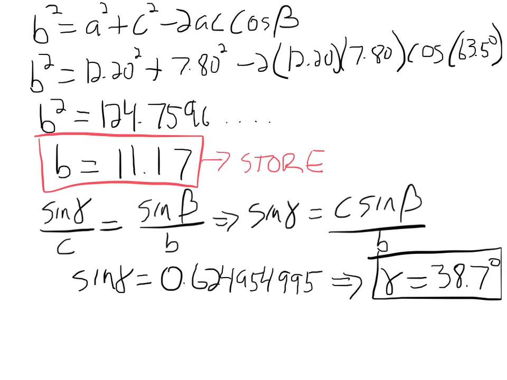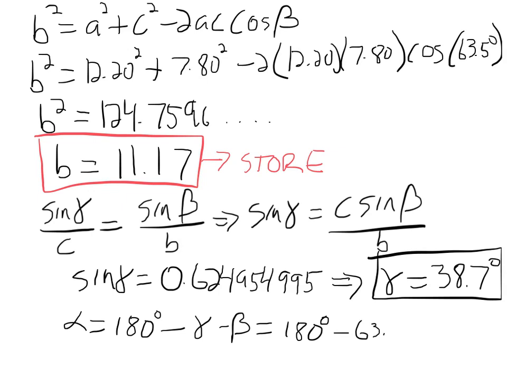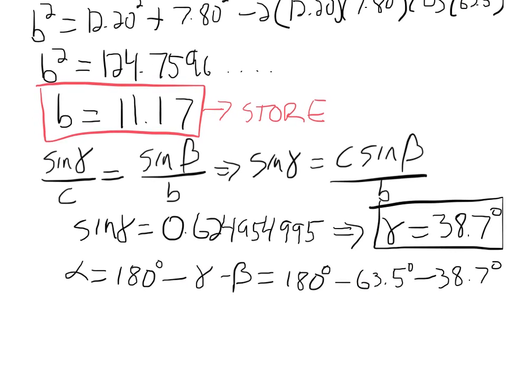So we would have alpha equaling 180 degrees minus gamma minus beta. Those in any order you want. This would be 180 degrees minus 63.5 degrees. Oh, then I did it opposite. Minus 38.7 degrees. So I messed up a little bit. Gamma is 38.7 and beta is the 63.5. But this doesn't matter the order. What matters is our final answer, and that gives us alpha equals 77.8 degrees.